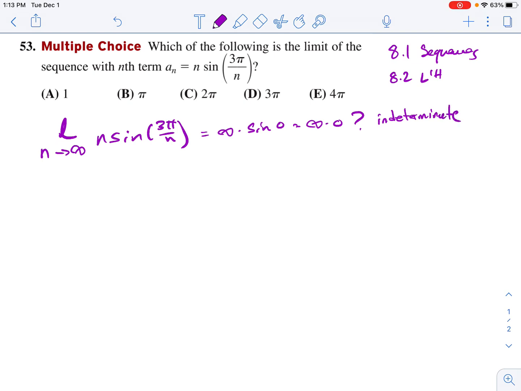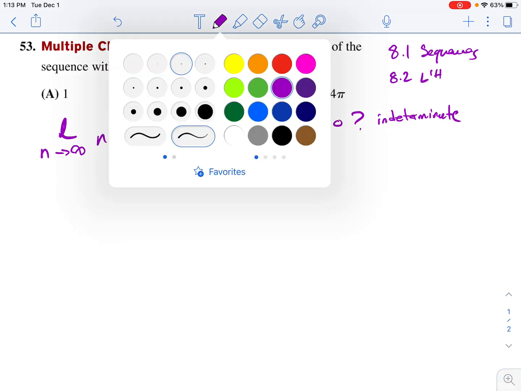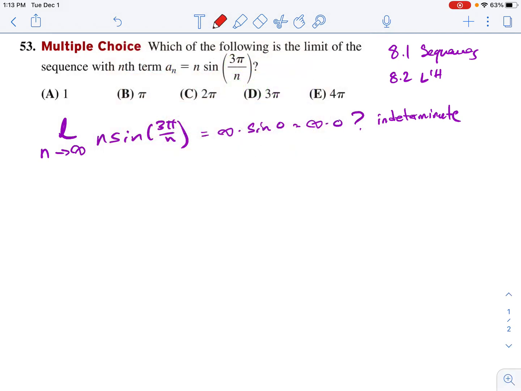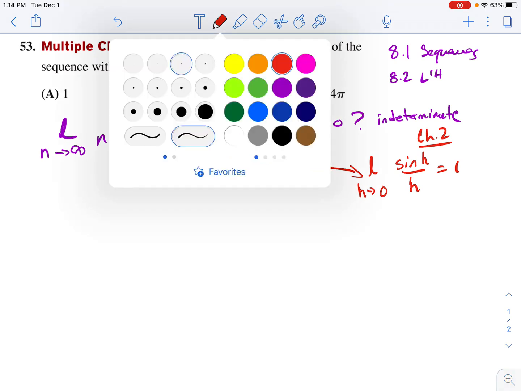That's what we would call indeterminate. So what do we do? We're going to do a little manipulation. We're going to remember back to previous chapters, chapter 2 specifically, that we know that the limit as h goes to 0 of the sine of h over h equals 1. We know that from chapter 2. We've done that in other chapters as well, but definitely in chapter 2 a few times. And what I want to show you is that these two terms are actually really similar to each other. So let's get this into that form.